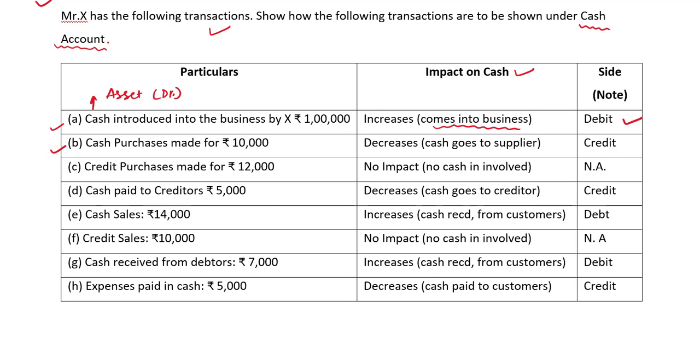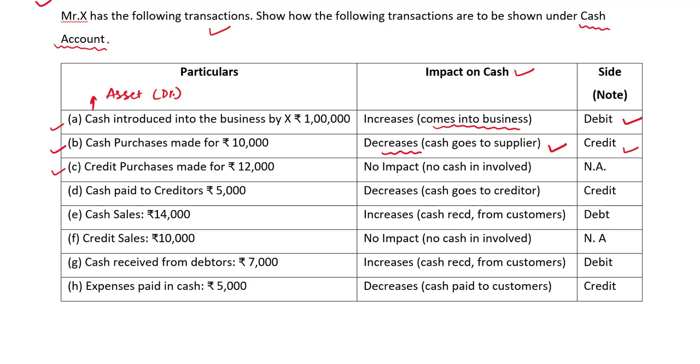Let's see point number 2 that talks about cash purchases made for $10,000. The company had made cash purchases. That means what? Some inventory the company had purchased and they had paid the cash. So whenever you pay the cash, there would be a considerable decrease in the cash. And obviously, cash is an asset which has a debit balance, but over here, because there is a decrease, it is a credit side.